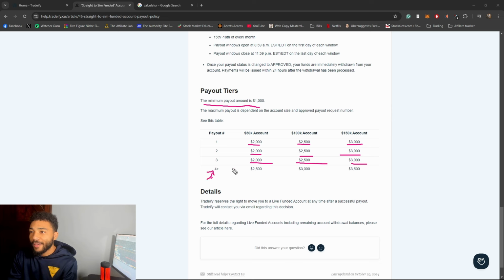But after the third payout, once you move to the fourth payout, that's normally when they try to take people live. The whole point is that they're trying to take traders from the sim, straight to sim funded, to a live account. So they say that normally after your fourth or going into your fourth payout, that's when they will look to start taking you live, and they can also just move you into a live account after you've hit your third payout. But the payout request does go up by $500 for each of them. So you can request a little bit more after that.